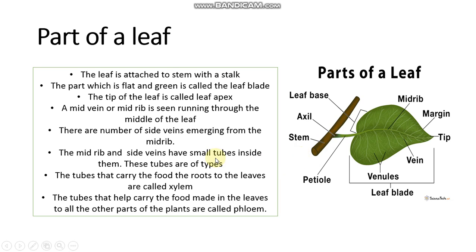These tubes are of two types actually. The tube that carries the food from the root to the leaves is called xylem. So what happens? The food from the root is carried up like this and passed on to the leaves. The tube from the root to the leaves is called xylem.